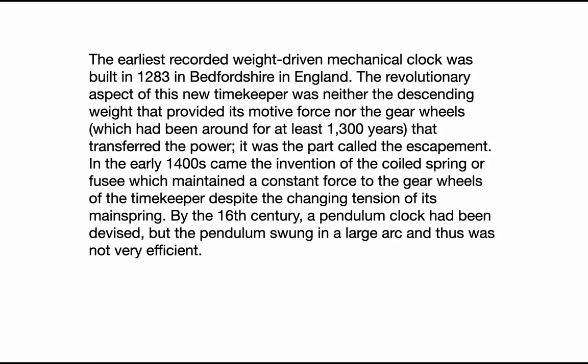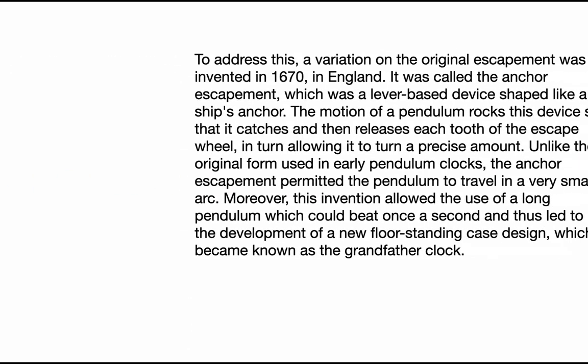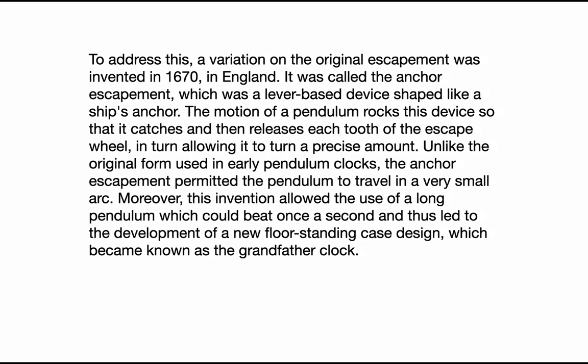By the 16th century, a pendulum clock had been devised, but the pendulum swung in a large arc and thus was not very efficient. To address this, a variation on the original escapement was invented in 1670 in England. It was called the anchor escapement, which was a lever-based device shaped like a ship's anchor. The motion of a pendulum rocks this device so that it catches and then releases each tooth of the escape wheel, in turn allowing it to turn a precise amount.